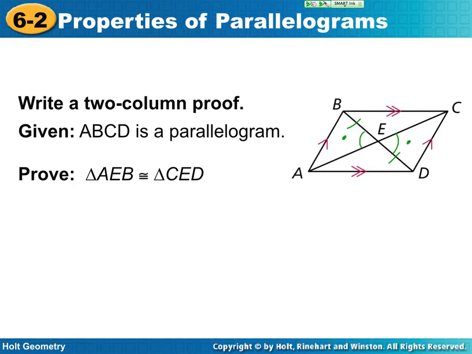So AE is congruent to CE. Same theorem about the diagonals bisecting. So they're congruent. Right now we're done, aren't we? So the last line, triangle AEB congruent with triangle CED by side angle side. What are some other things we could have done?